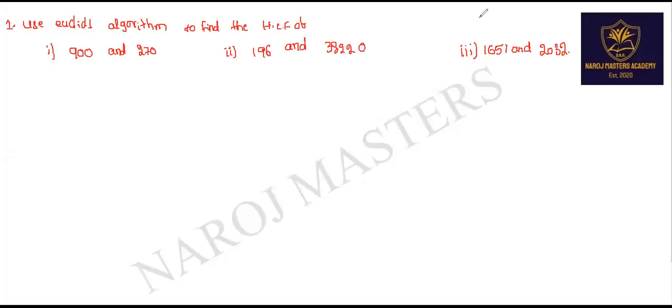Exercise 1.1, first question. Use Euclid's algorithm to find the HCF of 900 and 270, 196 and 38220, 1651 and 2032. So the first question, look at the first question.